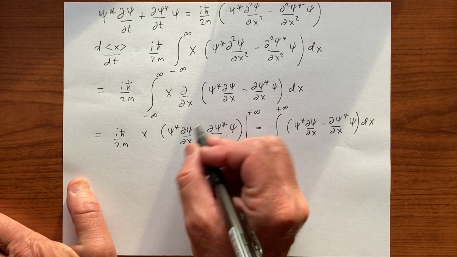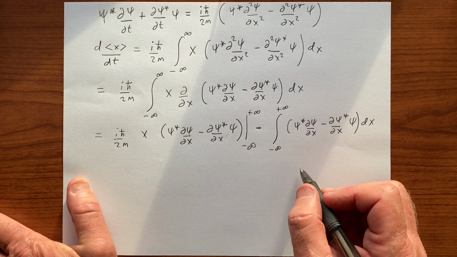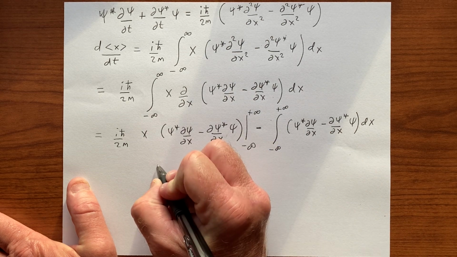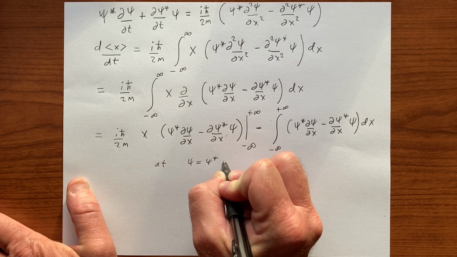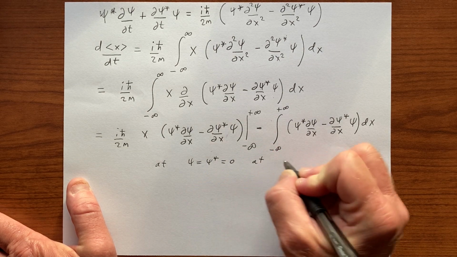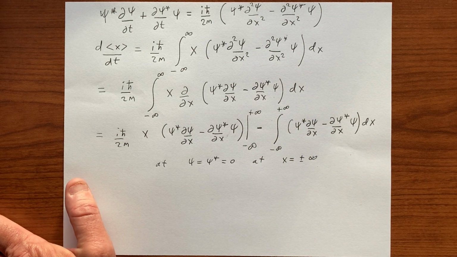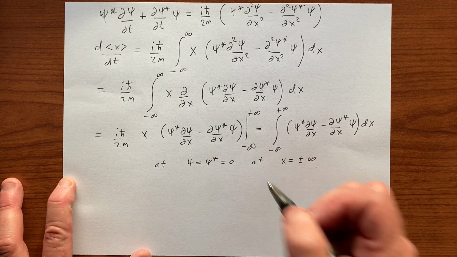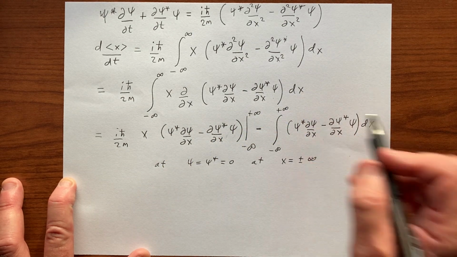But this term has to vanish because we know the wave function has to represent a localized particle. It has to go to 0 before we get to plus or minus infinity. So it has to be the case that psi and psi star are equal to 0 at x equals plus or minus infinity. Either one, both of them, it has to be true. Otherwise, the particle is non-localizable. So all of this disappears, and all we have is this.